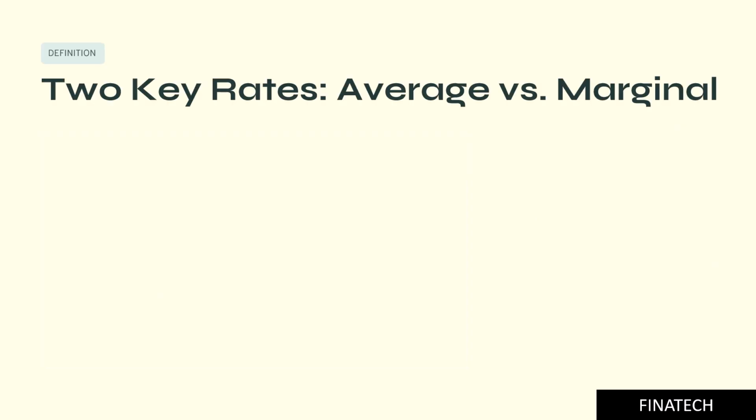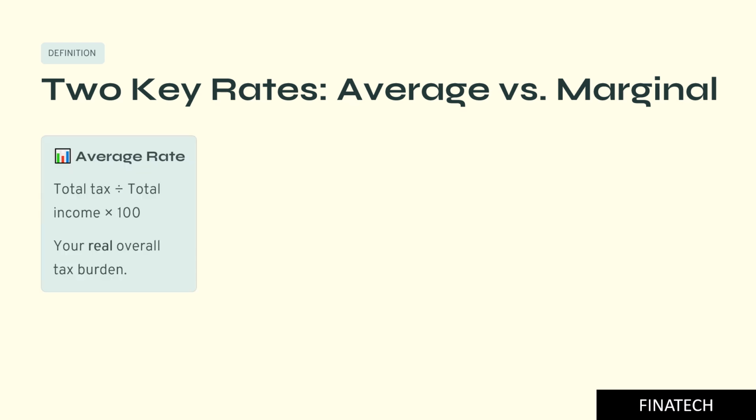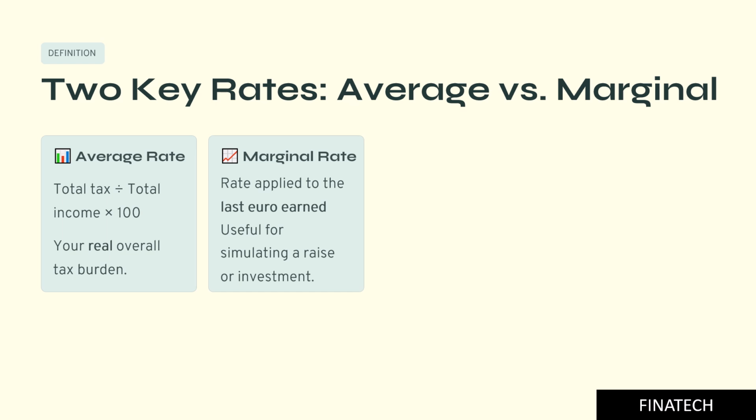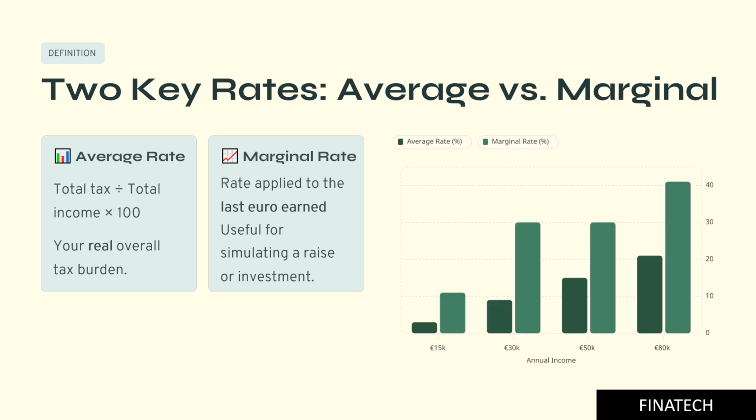The key rates: average versus marginal. What is the average rate? Average is total tax divided by total income multiplied by 100. Your real overall tax burden. What is the marginal rate? A rate applied to the last euro earned, useful for simulating a rise or an investment. See in the graph the difference between the average rate and the marginal rate.